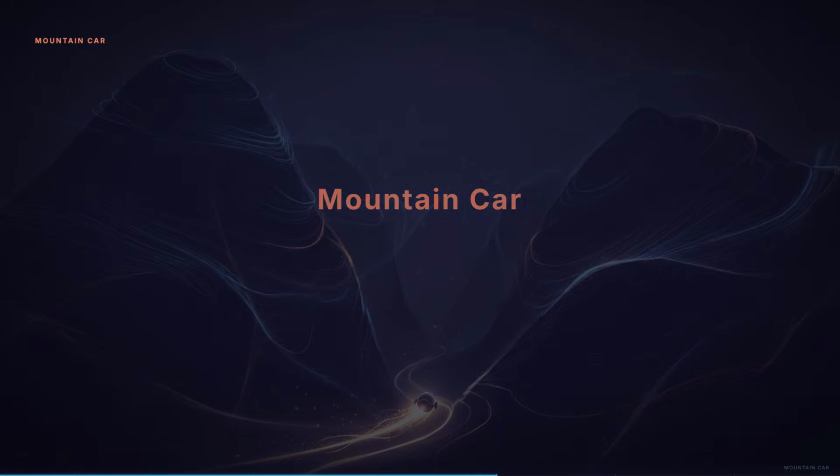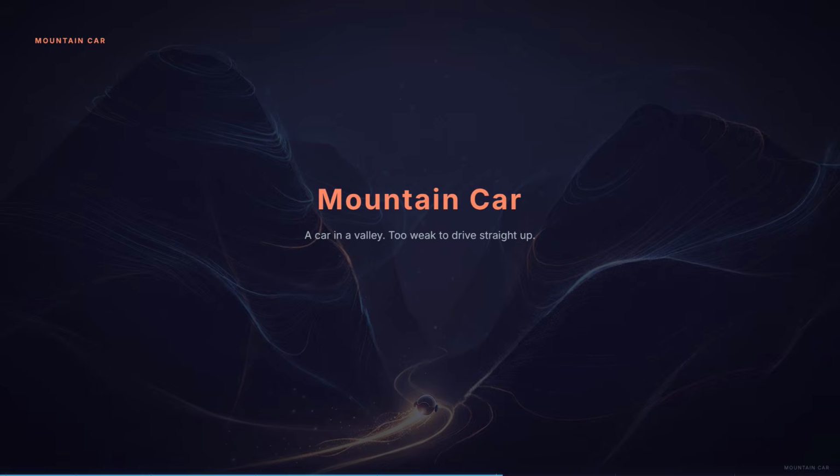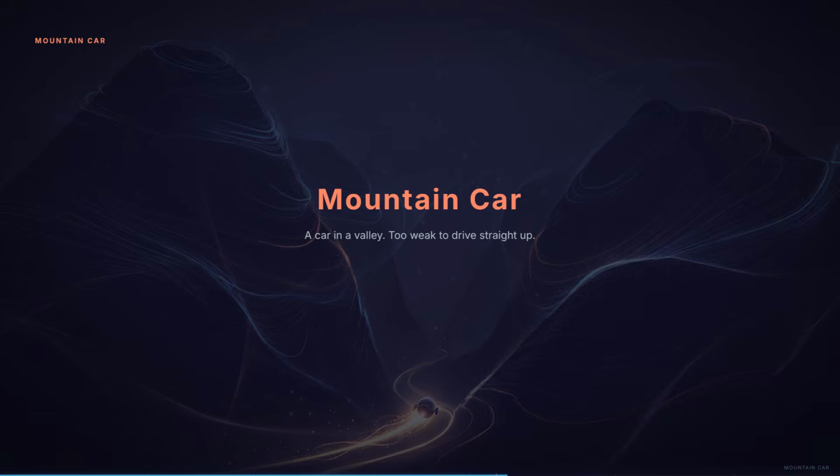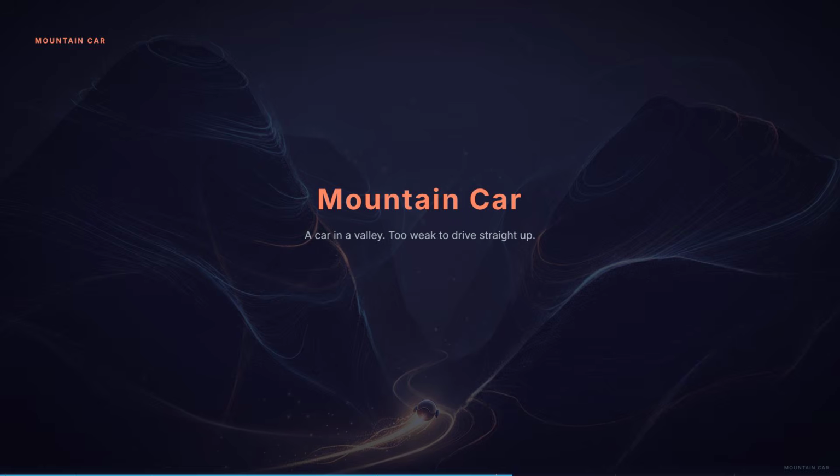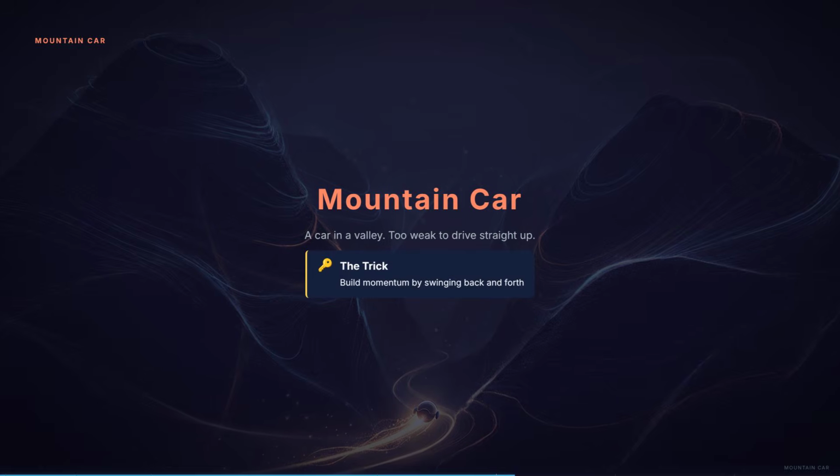Let's see this work on a classic problem. Mountain car. A car sits in a valley between two hills. The goal is to reach the top of the right hill. But the engine is too weak to drive straight up. The car must build momentum by swinging back and forth.